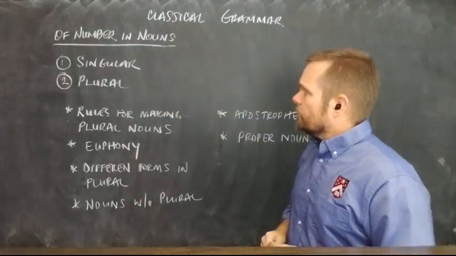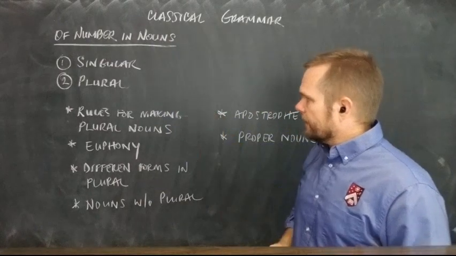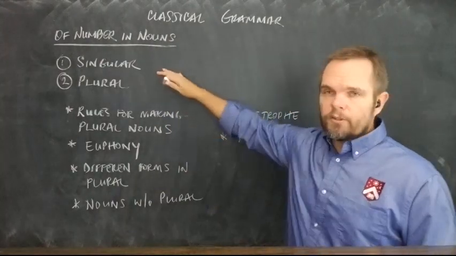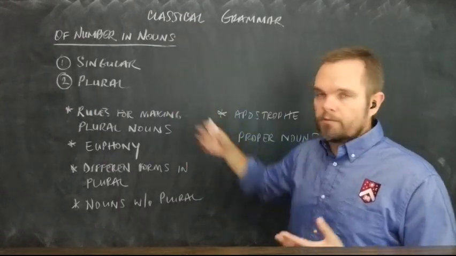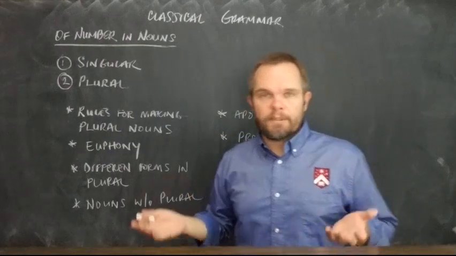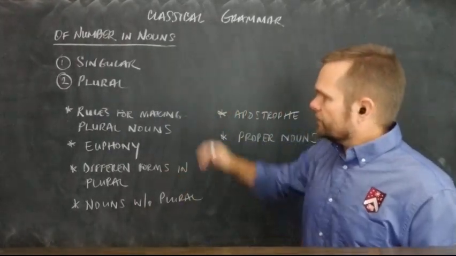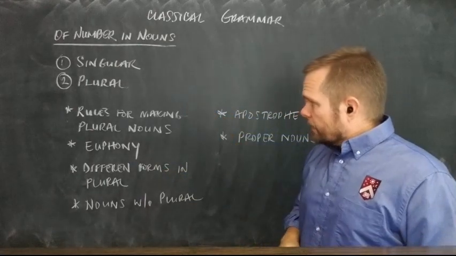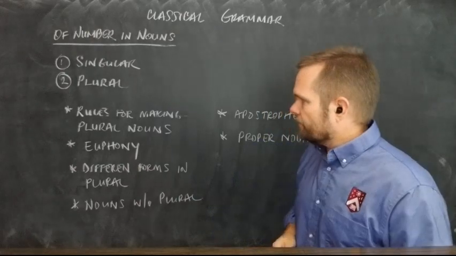So as I said, Lesson 4, the topic is number in nouns. And as we know in English, there are only two different numbers in grammar, and that's singular, which represents one object, and plural, which represents any number greater than one, two or more. Singular and plural. These are the only numbers in English grammar.